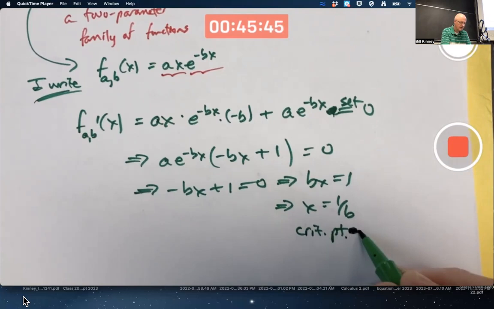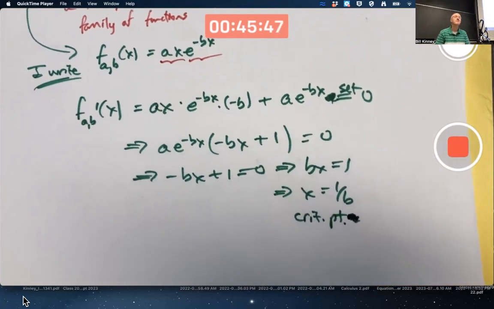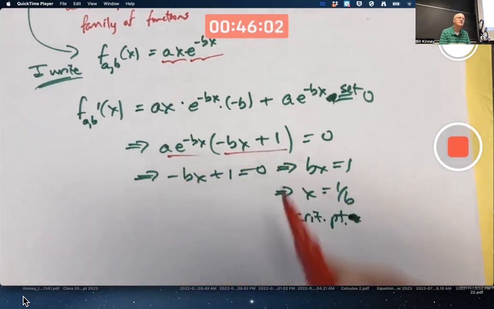Ignore this mark right there. That's the critical point. Is it a local max or a local min? Or neither? We need either the first or second derivative test. Probably simplest to use the first derivative test, because the first derivative is nice and factored here.